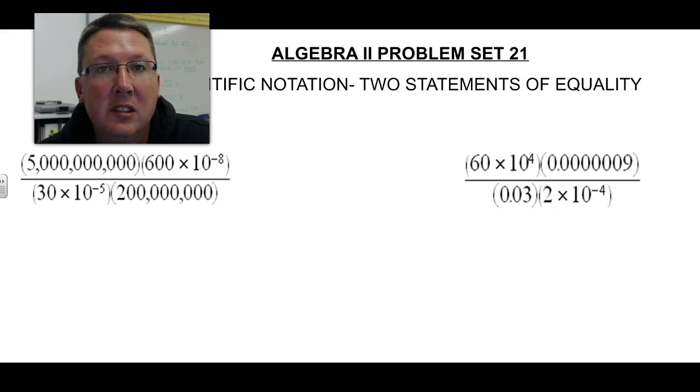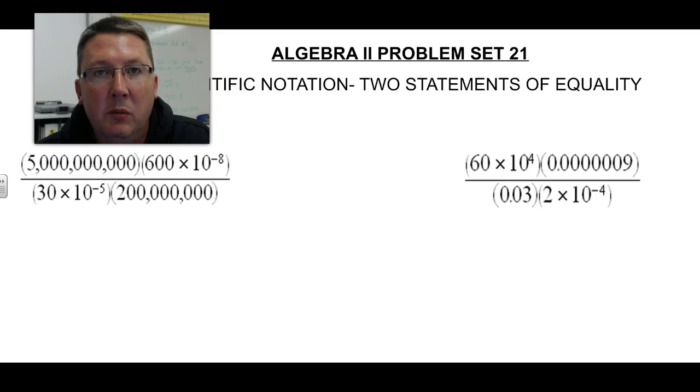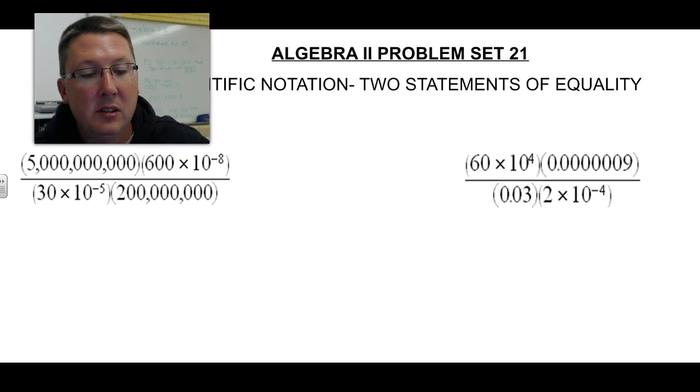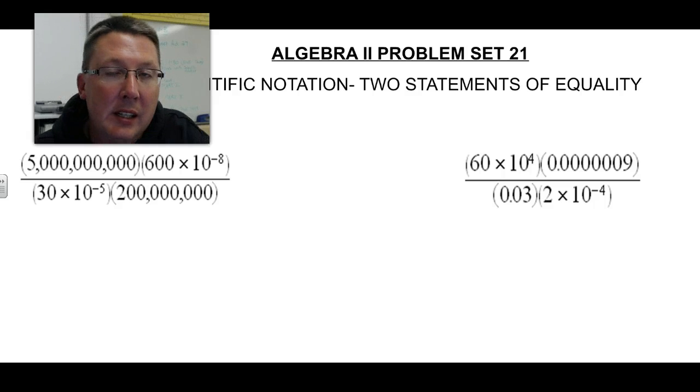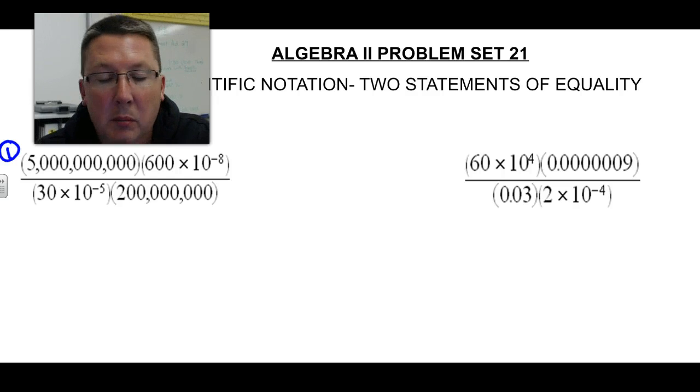To start, we're going to look at scientific notation. If you recall, scientific notation is a way to represent really, really large numbers and really small numbers in a way that we can perform some operations. So in this lesson, we're going to look at multiplying and dividing with scientific notation. If you look at this first example, label that number 1.